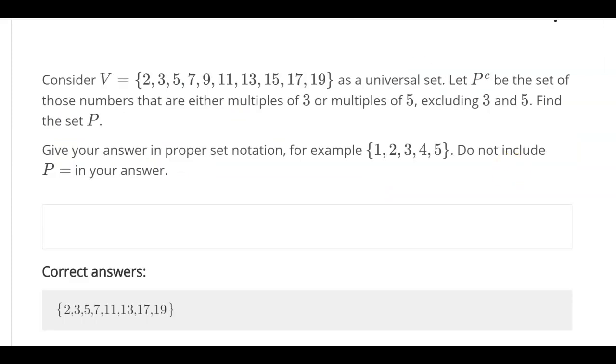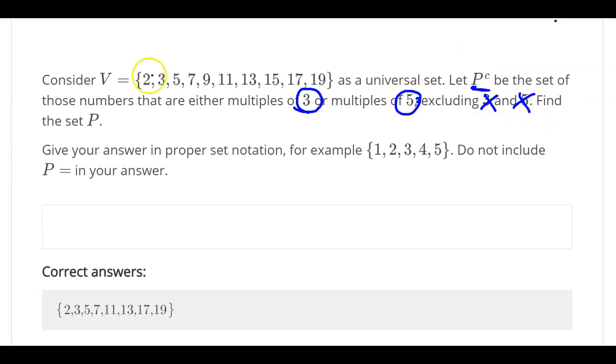All right, let's work this problem out. Consider V. V is the set 2, 3, 5, 7, 9, 11, 13, 15, and 17. And they also gave me P complement. They said P complement is the set of either multiples of 3 or multiples of 5, excluding 3 and 5. So P complement does not contain 3 and 5.